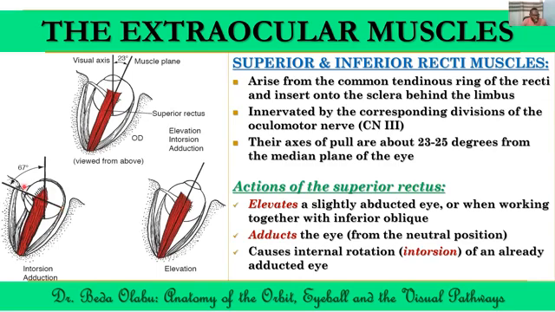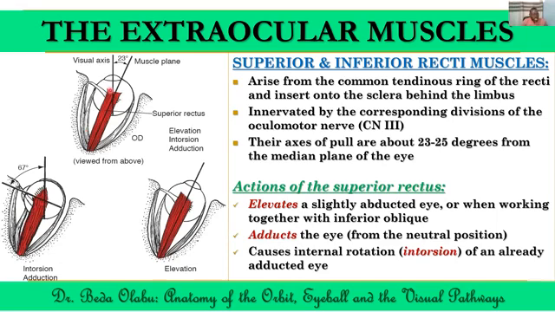If the eye is already adducted and the superior rectus contracts, it will cause the upper part to go much backwards and the lower parts will therefore go much forwards, and that is basically rotation. And that rotation is internal rotation, what we call intorsion. So superior rectus causes intorsion.